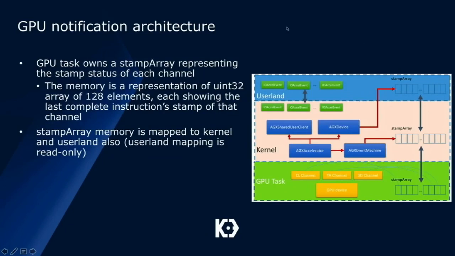The GPU task owns a stamp array representing the stamp status of each channel. This memory is actually a representation of a uint32 array of 128 elements, each showing the last completed instruction stamp of that channel. This stamp array memory is mapped not only to the kernel, but also to userland. And of course, the userland mapping is read-only.